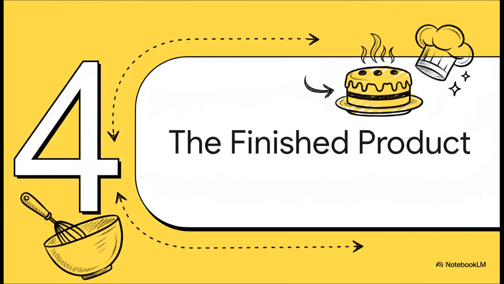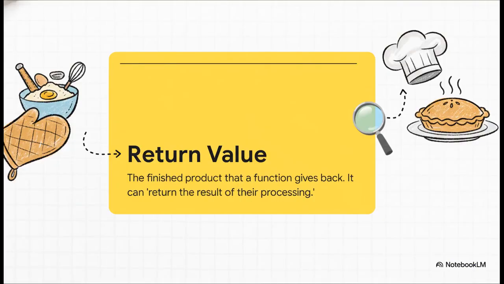Okay, so we've got our instructions, we've given it the ingredients. What's next? Well, after all the work is done, you need to get the finished product back. In programming, that finished sandwich has a name. It's called the return value. After a function takes your ingredients and follows all its steps, it gives you something back, the result of its work. It's literally the function handing you the finished dish, ready to go.